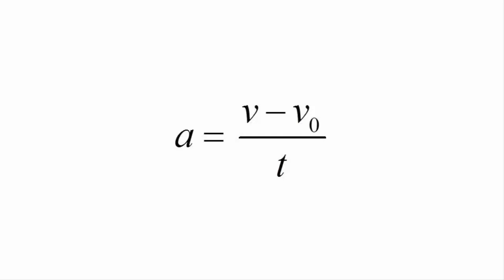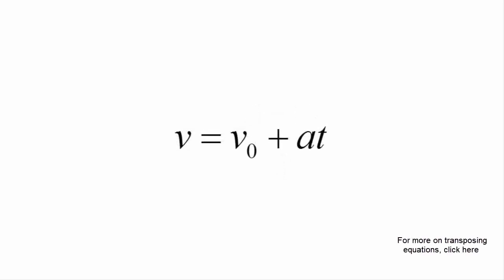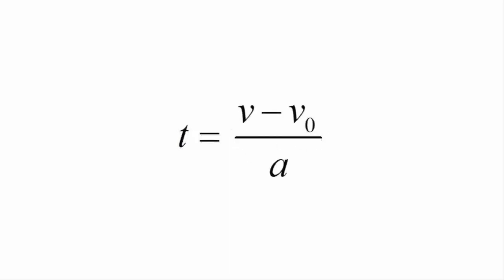In other instances, we might want to know how fast an object is moving at some later time in the future if we know what its initial velocity and acceleration is during that time. To do that, we can transpose this equation to find the final velocity. Doing so gives us the following equation. Alternatively, we might want to predict how long an object, say a car, takes to accelerate from say 0 to 100 km per hour at a constant rate of acceleration. We could then transpose the equation to give us a formula for time as a function of velocity and acceleration.